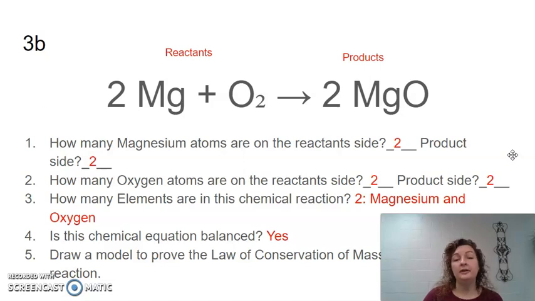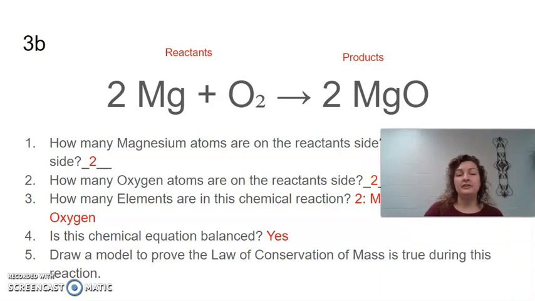Is this chemical equation balanced? I know it's balanced if I have an equal number of atoms of the same elements on the product and the reactant side. So I have 2 magnesium, 2 magnesium, 2 oxygen, 2 oxygen. Because they're the same number on both sides, it is a balanced equation.